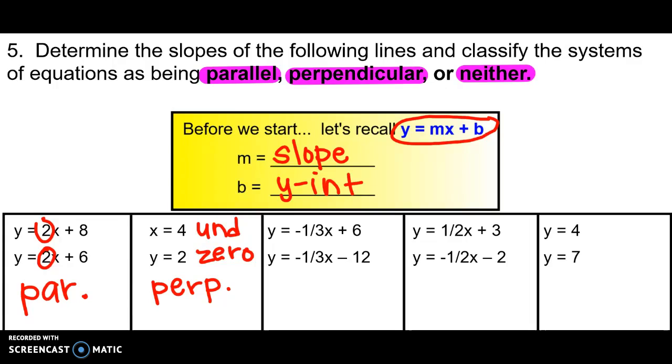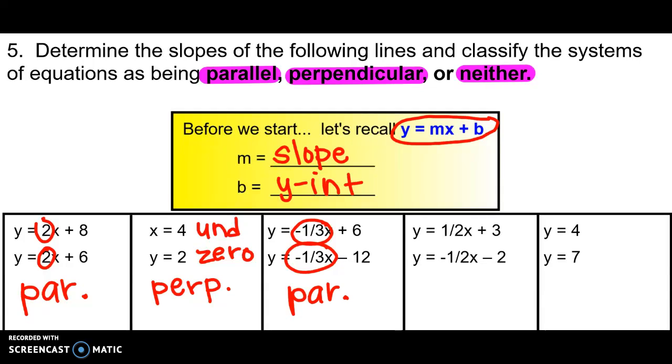All right, the next one, we have y equals negative 1/3 x plus 6. There's our slope, negative 1/3. And we have y equals negative 1/3 x minus 12. Negative 1/3 is our slope again. The slopes are the same, so we know that these two lines are parallel.